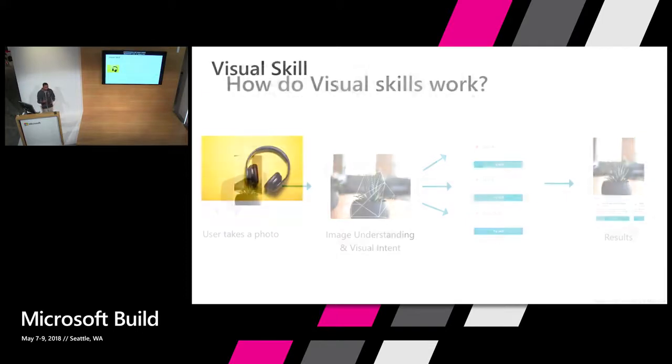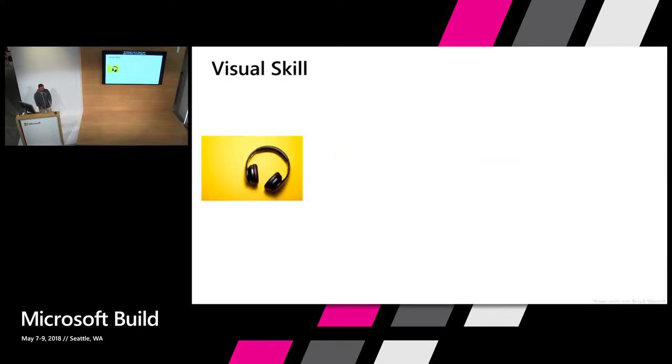So let me walk through a real-world example of a skill. So far we've mentioned that, for example, if you take a picture of headphones, Bing will, with our Visual Search API, be able to tell you that these are headphones.